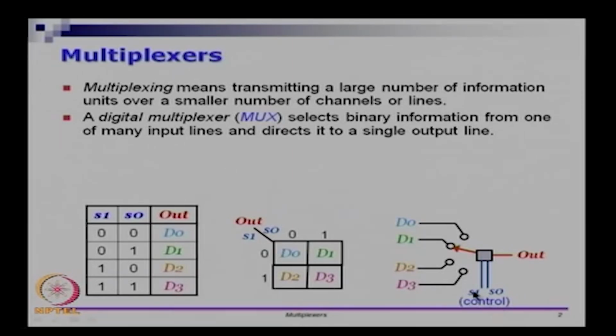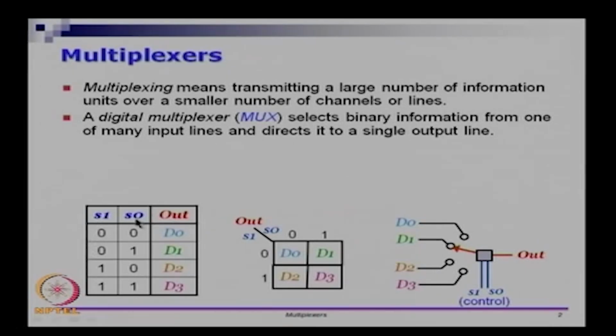In this example, if S1 is 1 and S0 is 1, let us assume that this switch will switch to D3, which means the output will start tracking D3. If S1 is 1 and S0 is 0, then the output will start tracking D2. The switch will come to this position and the output will start tracking D2, and so on. This is what we want from a multiplexer, and if you want to put this in a table, this is the way to do it.